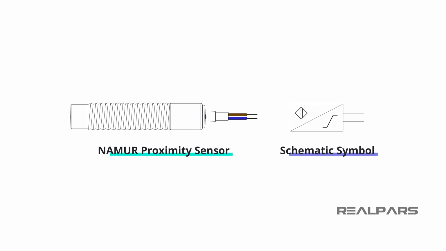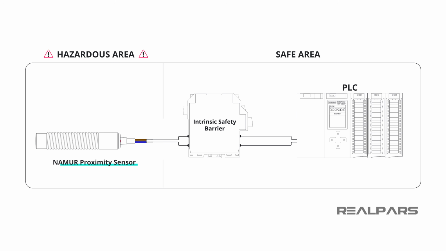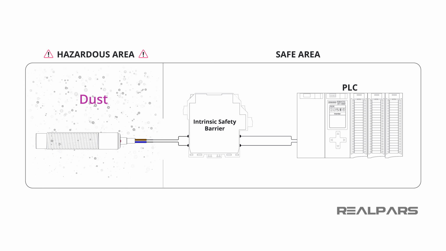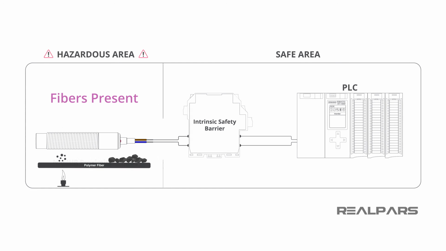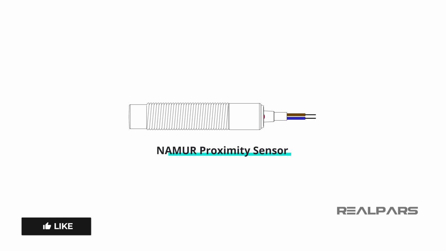The Namur proximity sensor has been in use for many years, but like any electronic device, there are many different symbols in use. In a nutshell, Namur proximity sensors were developed to ensure safety in hazardous locations. Namur proximity sensors are used in classified hazardous location areas that have explosive gas, dust, or fibers present. Namur proximity sensors are considered intrinsically safe.